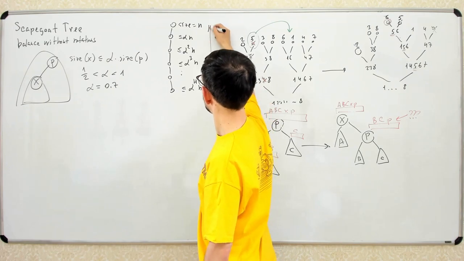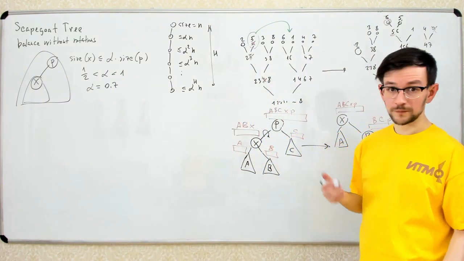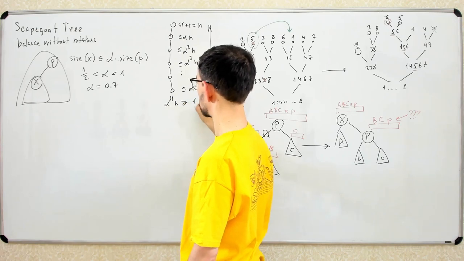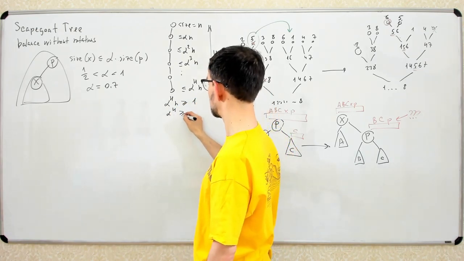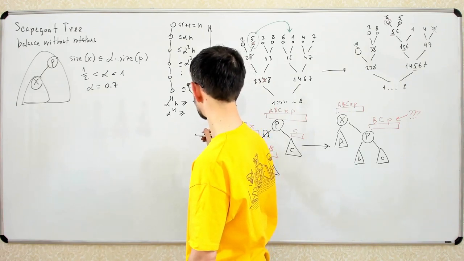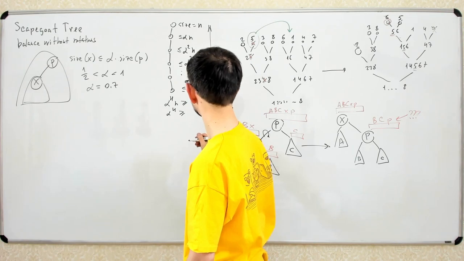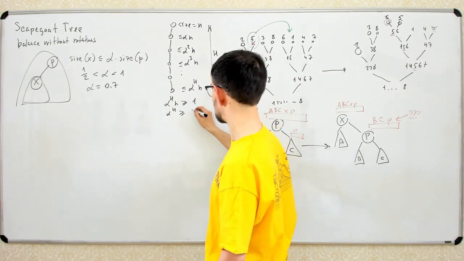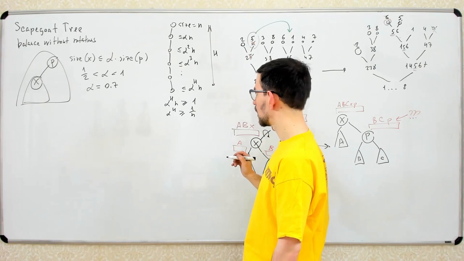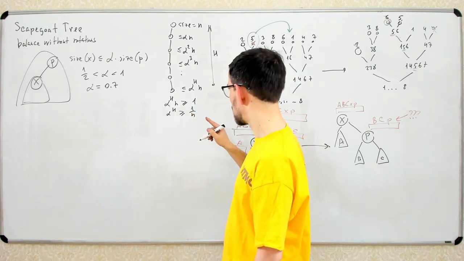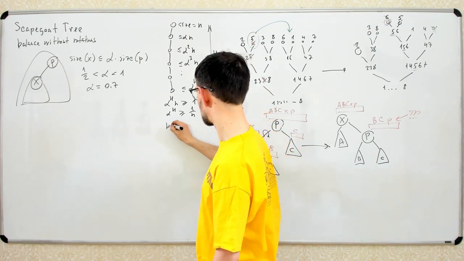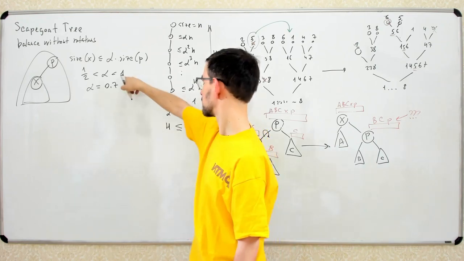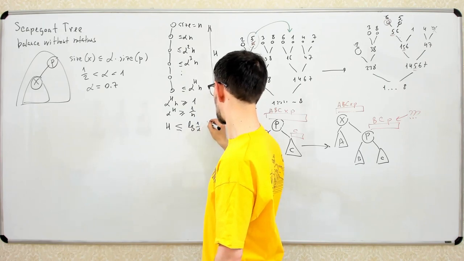So if the height of this tree is h, we have at least one vertex, so we need alpha to the power h times n to be at least 1. It means that alpha to the power h should be at least 1 over n. What does it mean? It means that h is at most log base 1 over alpha of n, because alpha is less than 1.